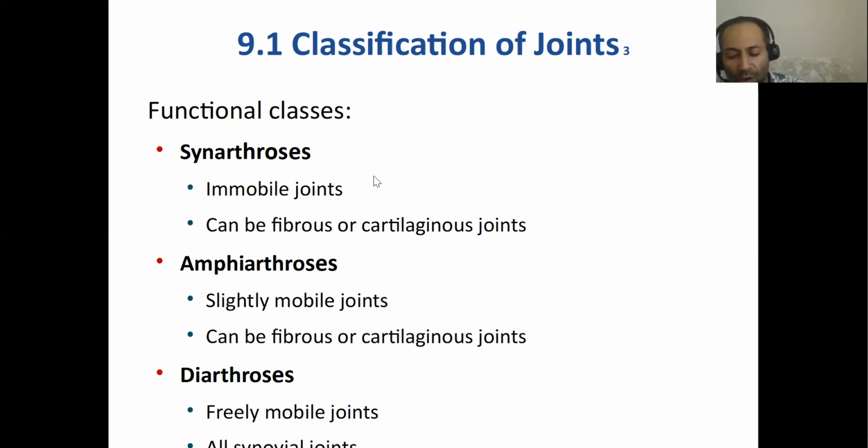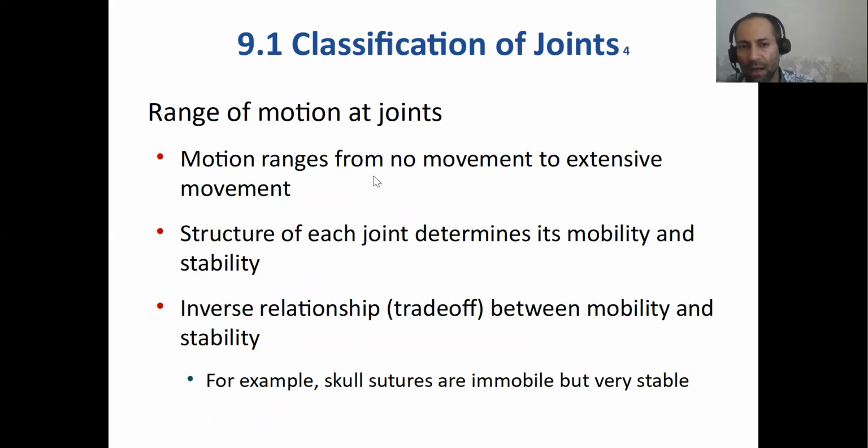So here are the physiological or functional classes of your joints: synarthroses, amphiarthroses, and diarthroses. Syn means joined. So these are immobile joints because they're joined together, right? They can be either fibrous or cartilaginous in anatomical terms. Amphi means both, half and half. These are slightly mobile, again, could be either fibrous or cartilaginous. Diarthroses are freely movable. Your synovial joints, as an example, the ones that can move freely, are examples of diarthroses, okay?